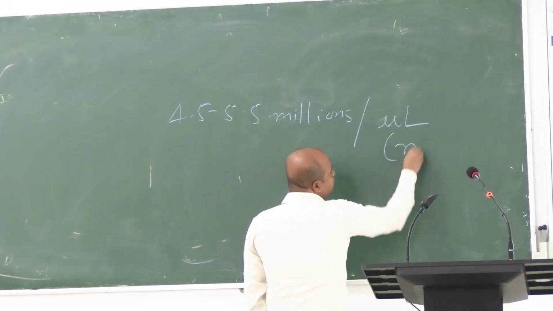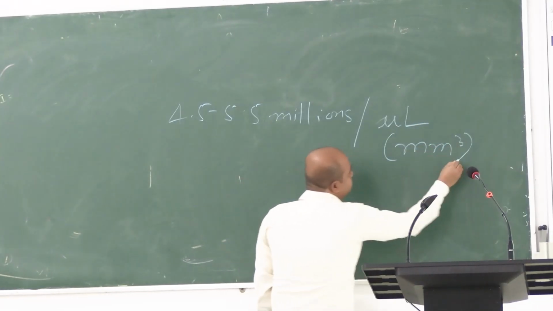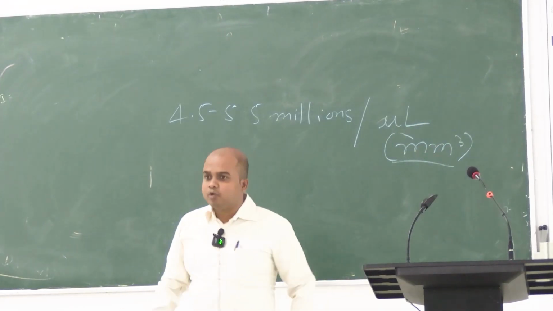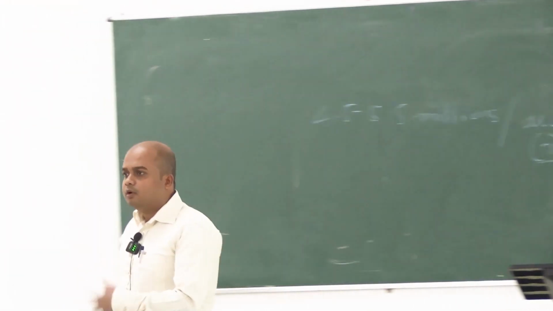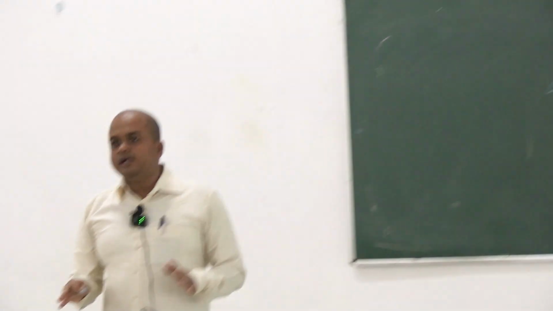Something per microliter or cubic millimeter. Same thing, 1 microliter or cubic millimeter. So blood cell counts are in microliter, or the same thing, cubic millimeter. Microliter is in the SI system, cubic millimeter is in the CGS system. So blood cell counts we express in microliter or cubic millimeter.